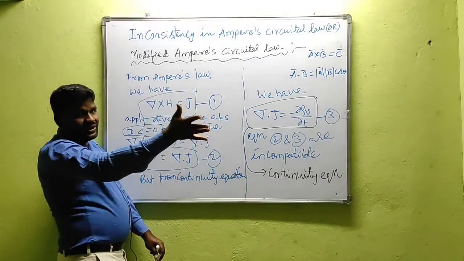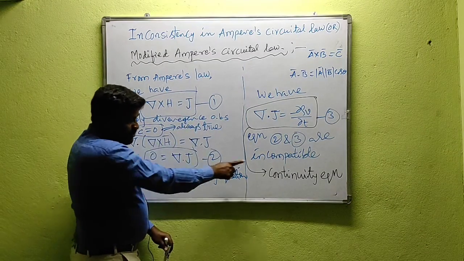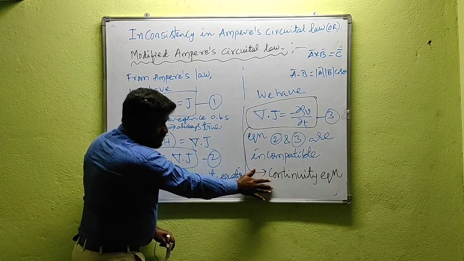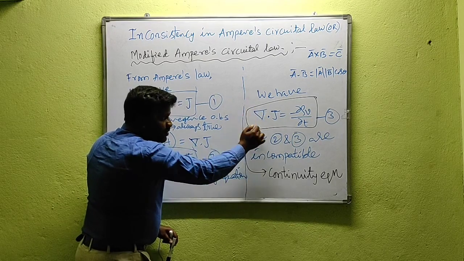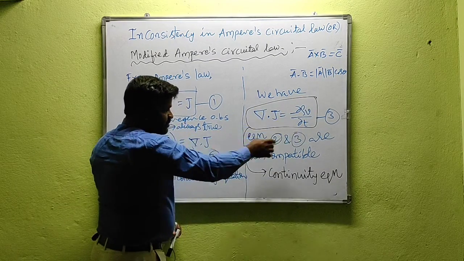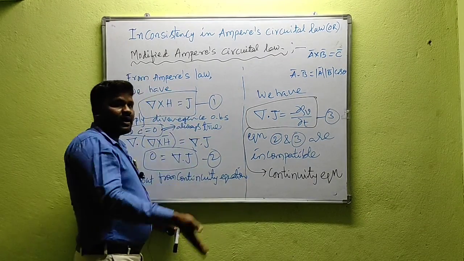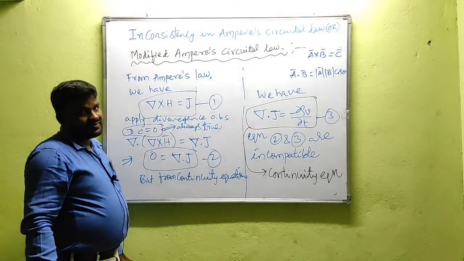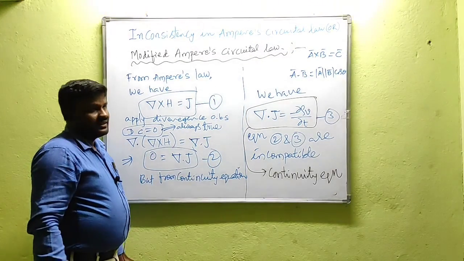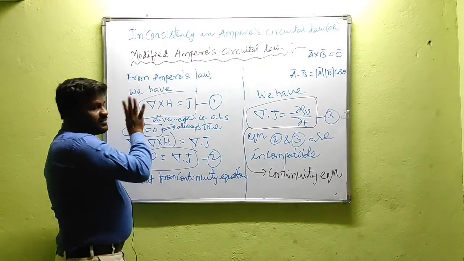In part 3 of this video, part 1 is this one, part 2 is the continuity equation, because here we stopped and we don't have any idea about this. So we need to move to the continuity equation. That is part 2 of this video. And next, part 3 is the modification of Ampere's circuit law.